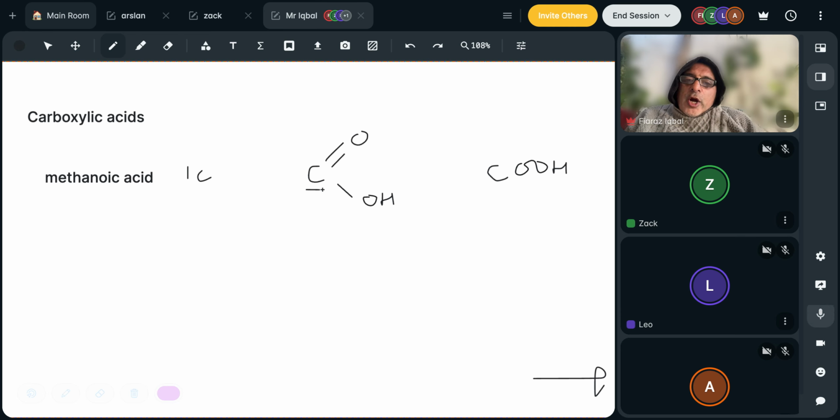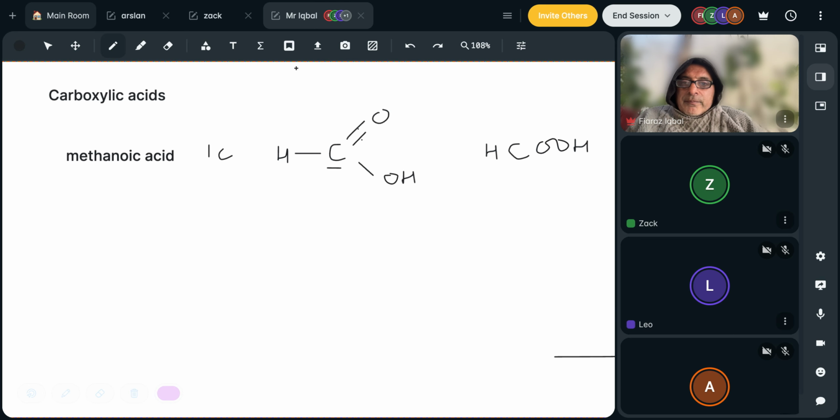This is 1 carbon, but it's only got 1, 2, 3 bonds. You need a 4th bond. And on that, I'm going to put an H. And therefore, in this short structured formula, I'm going to put an H. This is methanoic acid. We're now going to have a look at 2 carbons.